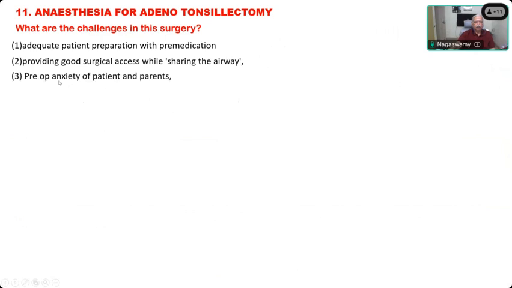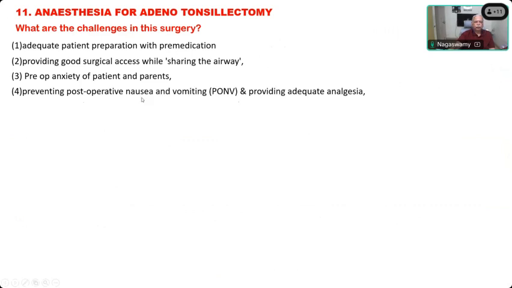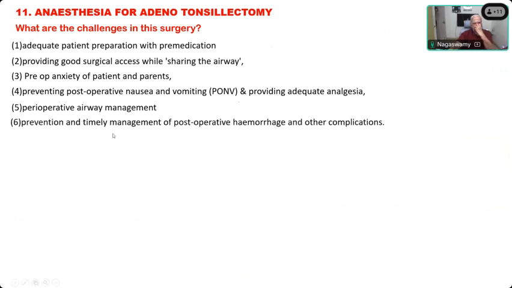So adequate patient preparation and premedication are important. Providing good surgical access while sharing the airway. Keeping patients and parents free of anxiety. Preventing post-op nausea and vomiting, providing adequate analgesia. Preoperative airway management. These are the challenges. And prevention and timely management of post-op hemorrhage and other complications. What are the special concerns in tonsillectomy and adenoidectomy surgery?